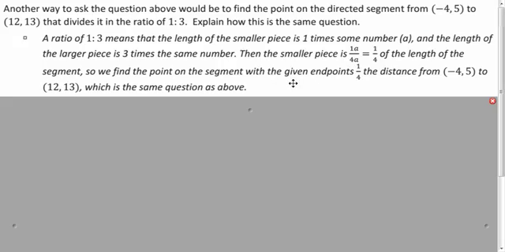So it can be phrased differently, and you have to be careful about how your ratio is given to you, if it's a part to a part or a part to the whole. And also, we use the word directed segment here. All that means is that you're looking at your segment in a certain direction. You're either going from A to B or B to A.